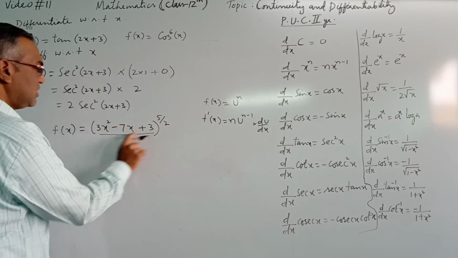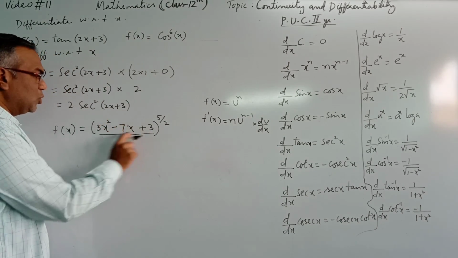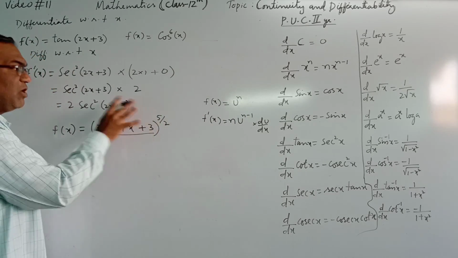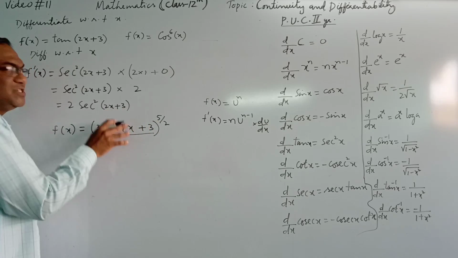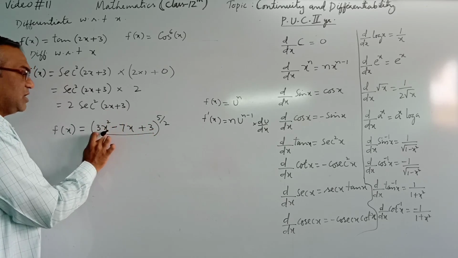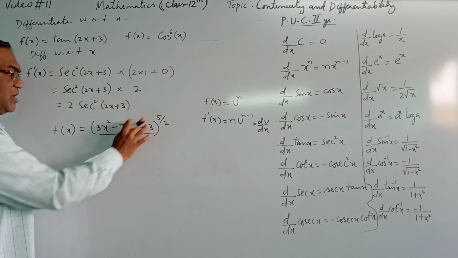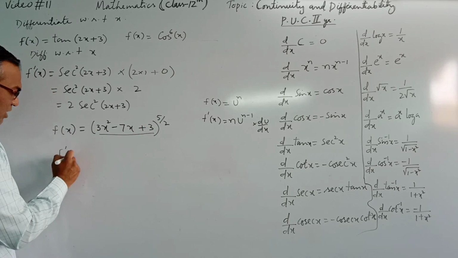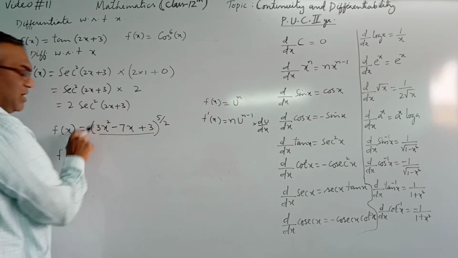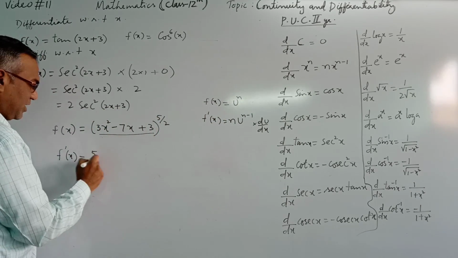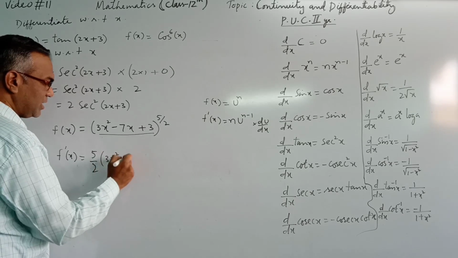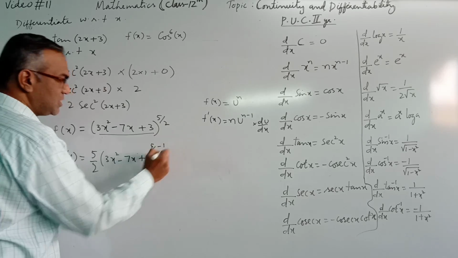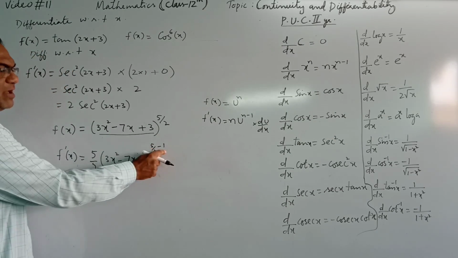So here this is in the form of u raised to n. What is u here? u is a function of x, another function of x. It's not just x, it has so many things: 3x square minus 7x plus 3. It's u raised to n, right? So the answer will be f dash of x is equal to, n will multiply here, 5 by 2 will multiply here, into 3x square minus 7x plus 3 to the power of 5 by 2 minus 1.